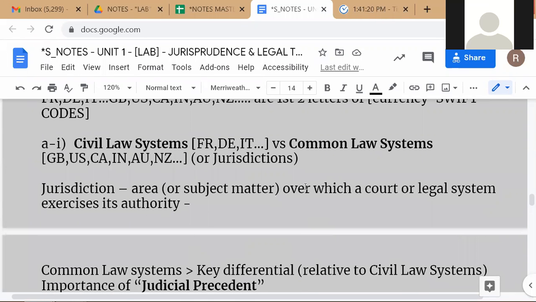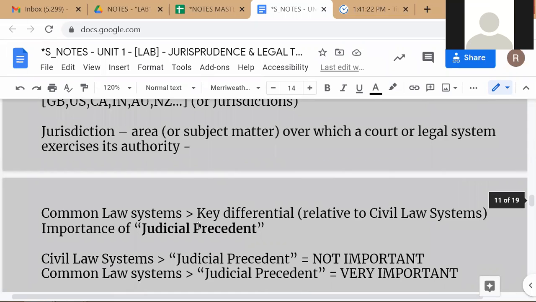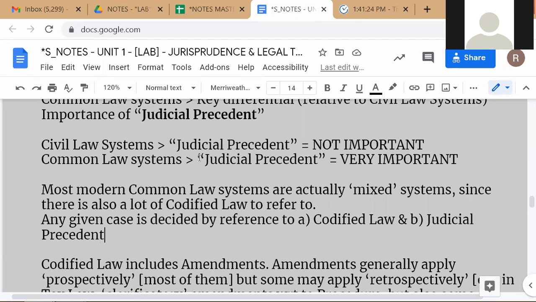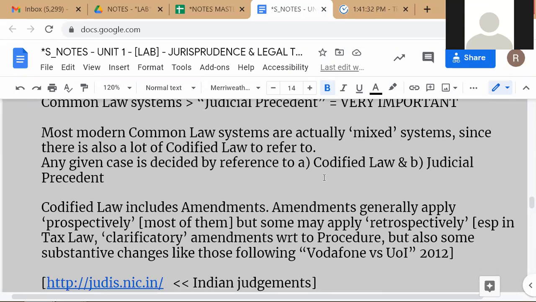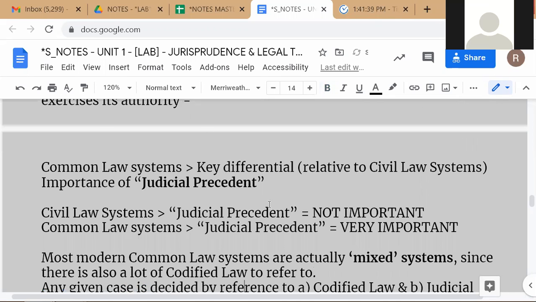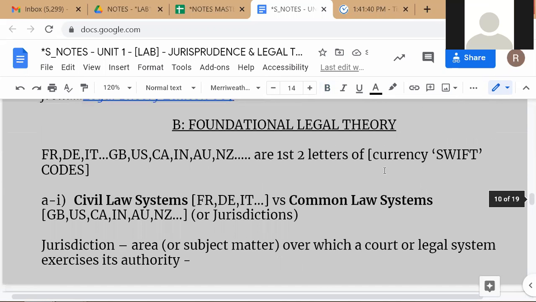So in the common law systems, we give a lot of importance to this, and we apply these to decide many cases. So this is the main distinction between civil law and common law systems. But common law systems we actually call mixed systems today, because they are not using pure common law. That was happening in the old days in England before they had a parliament.